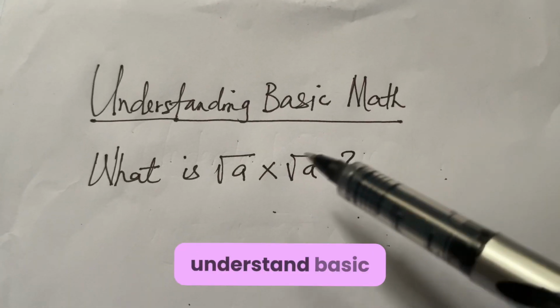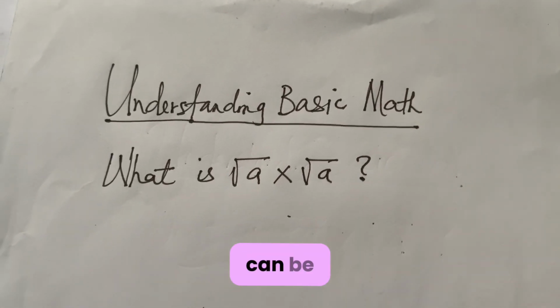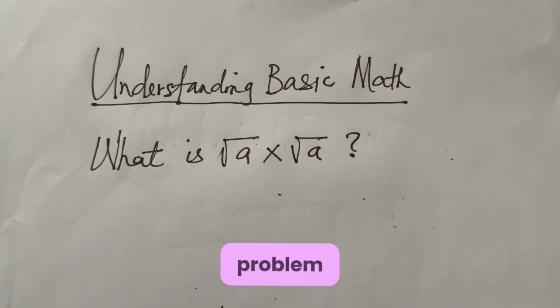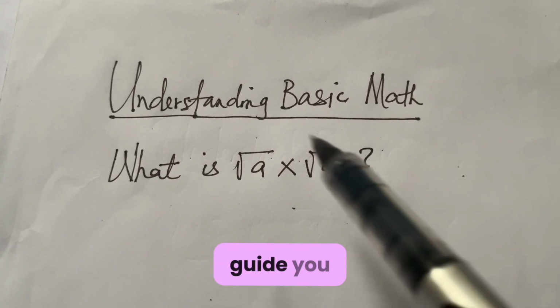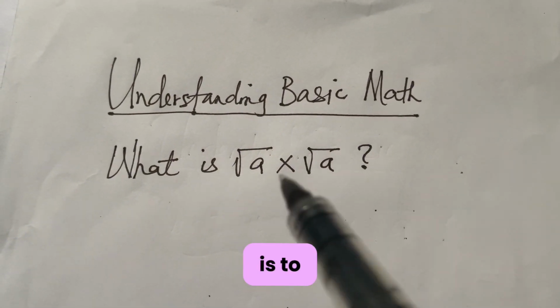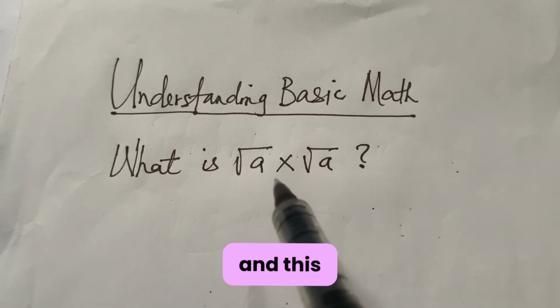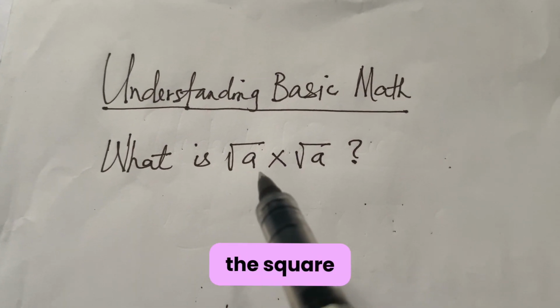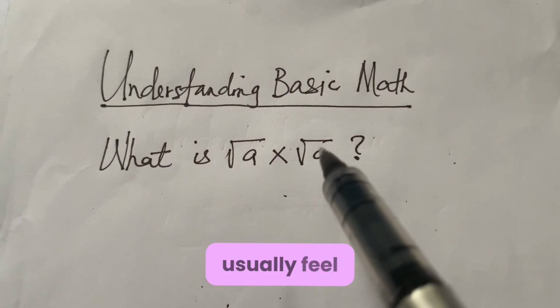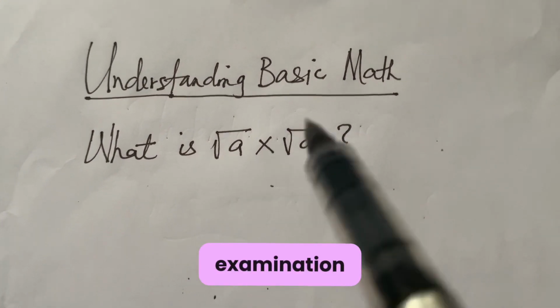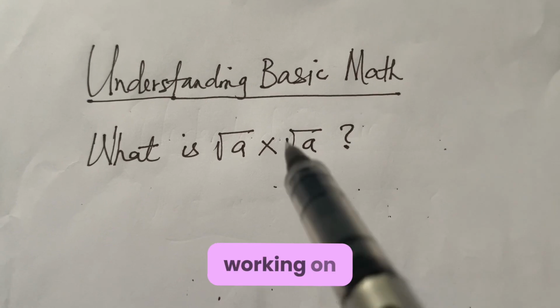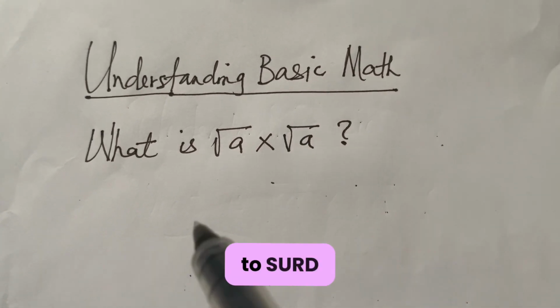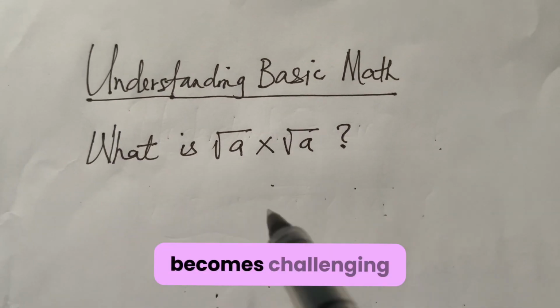It is important you understand basic mathematics so you can be able to solve advanced problems. And one of the ways to guide you through this basic math is to understand the fundamentals, and this is one of the fundamentals of mathematics. And the question says, what is the square root of a times the square root of a? A lot of students usually fail in the examination, especially when they're working on something related to surds, and when they come across this, it becomes challenging.